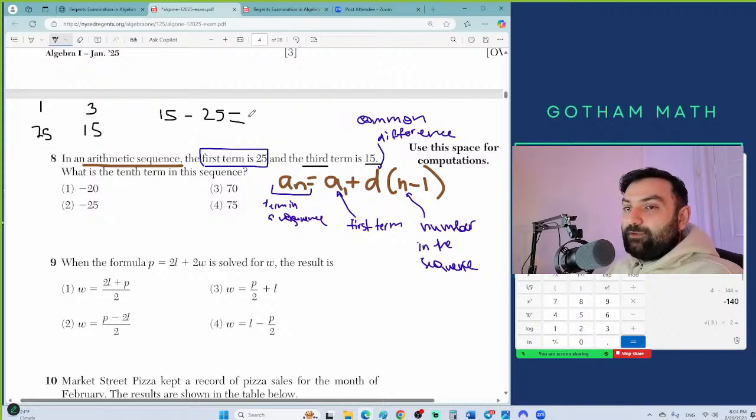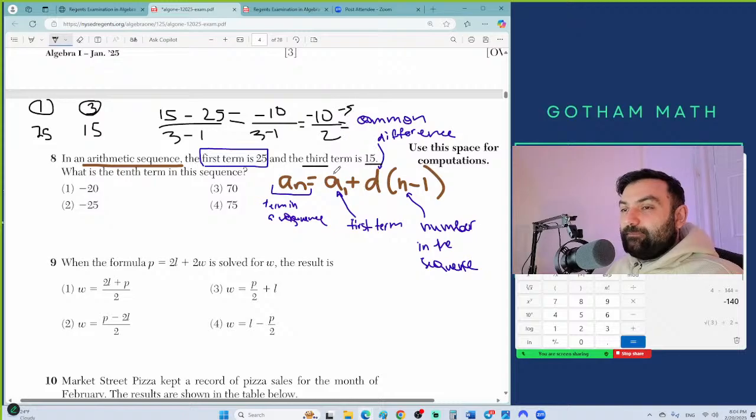You can do it on a calculator. It will be negative 10. And then you divide it by 3 minus 1. Actually, it's kind of like doing slope, to be honest: y2 minus y1 over x2 minus x1. So 3 minus 1, which is 2, and negative 10 over 2 is negative 5. Now we know what D is, and we have everything we need to find the answer. Let's do it.